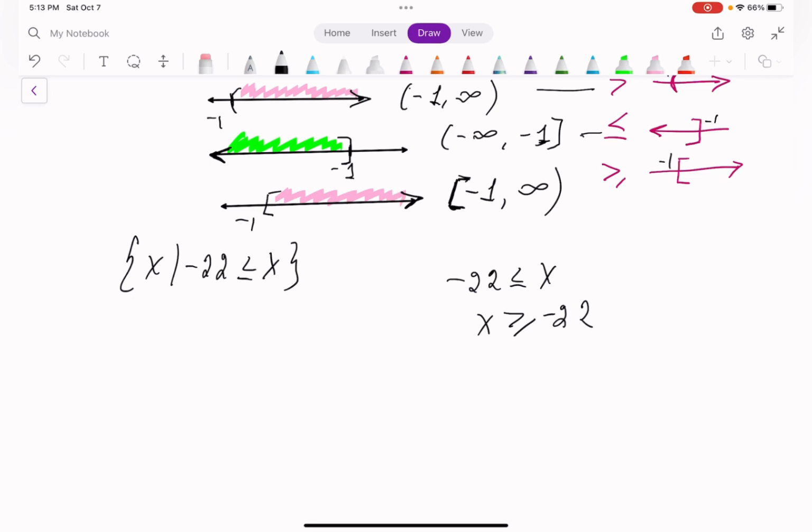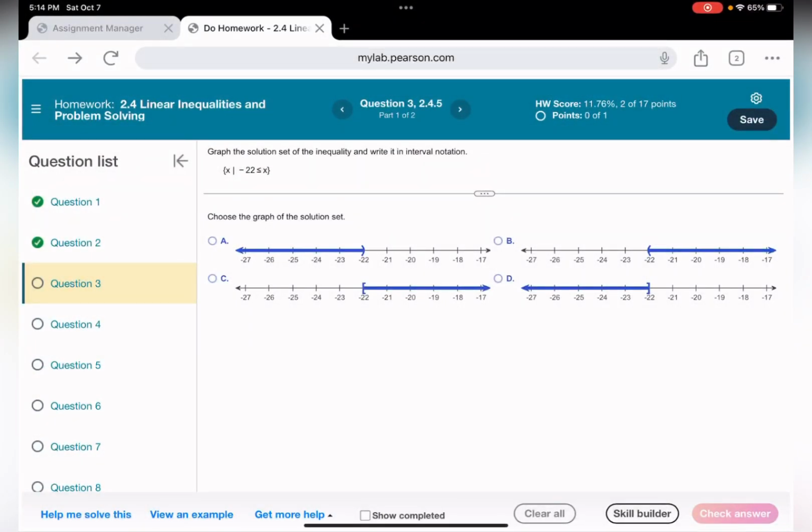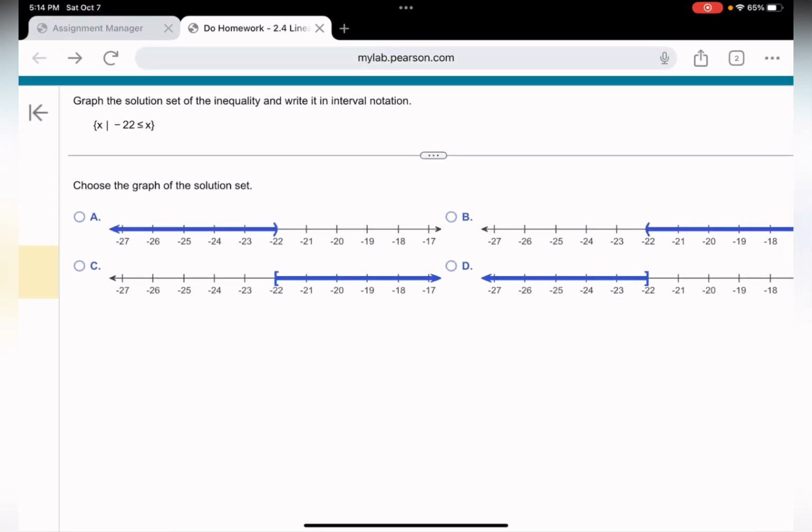Let's say, for example, if I put 5 is less than 6, right? That means 6 is greater than 5, correct? The same way, when you switch positions, you change the sign also. So x is greater equal negative 22. Let's go back. So equal, that means it's going to be a square bracket and goes towards greater. So it's going to be C, right?